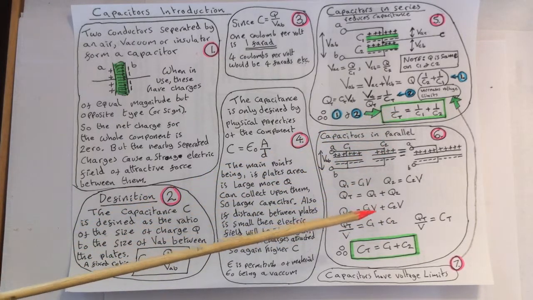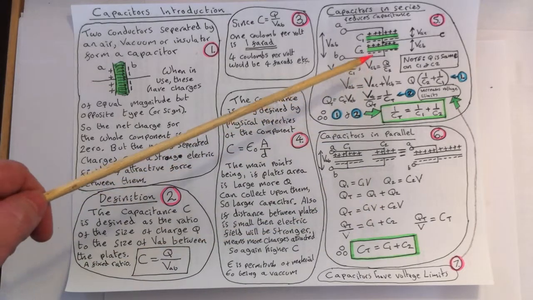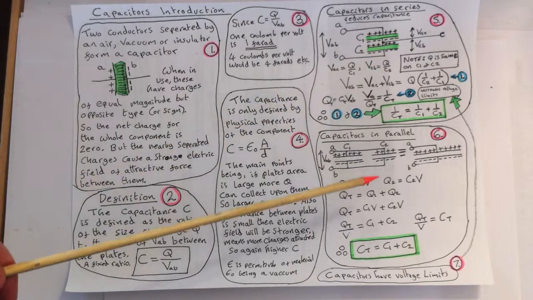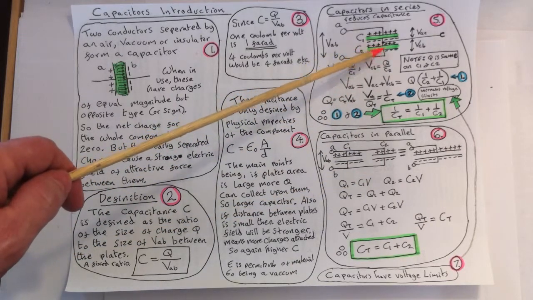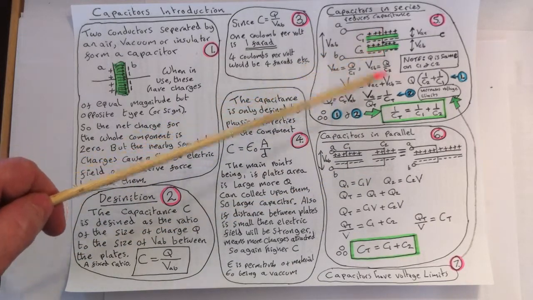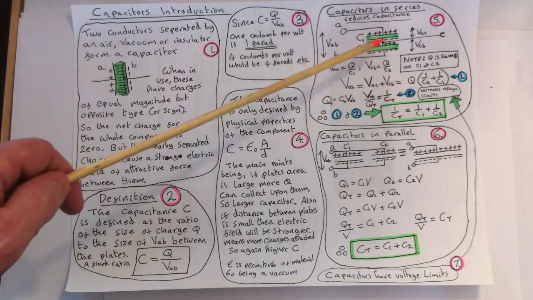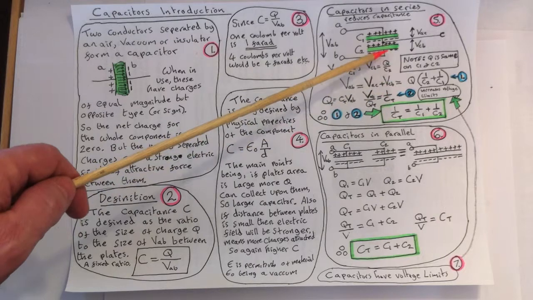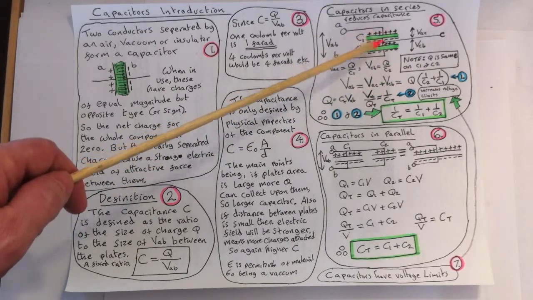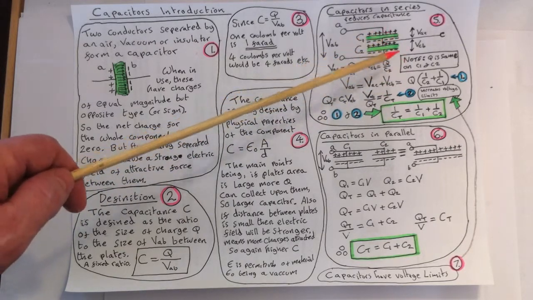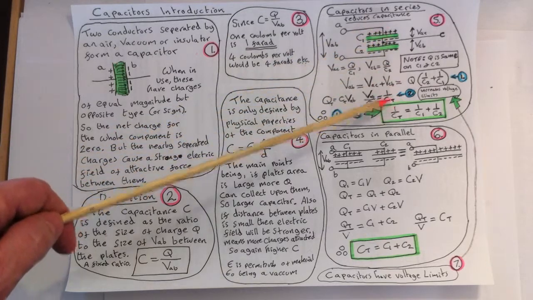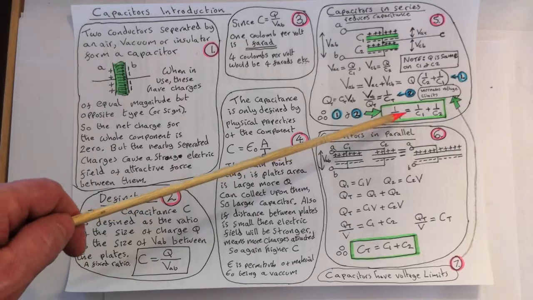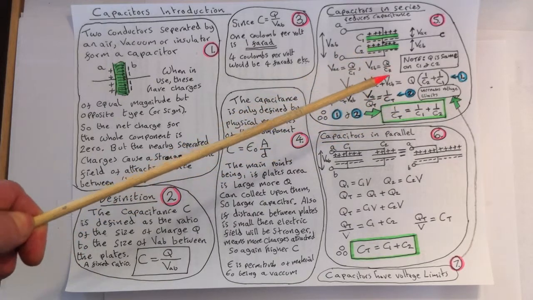Okay, one of the questions might be, when would you ever use capacitors in series? Because, as I said, the charge on each of them is the same. So when you put two capacitors in series, you're actually reducing the capacitance. If these were both 100 microfarads each, then you'd end up with CT being 50 microfarads. So you might say, well, why would you ever want to do that?